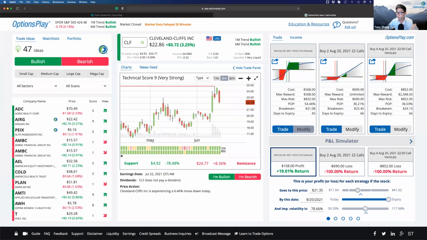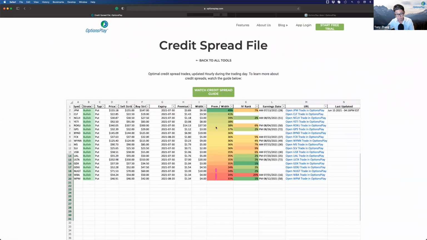Sean is saying premium versus width column on that spreadsheet. Is that our gauge for over 33% to hit that ratio? That's exactly right. Our credit spread report is based on the percentage premium over width. The higher the premium versus the width, the better the ratio is in your favor of risk to reward. That is exactly correct.